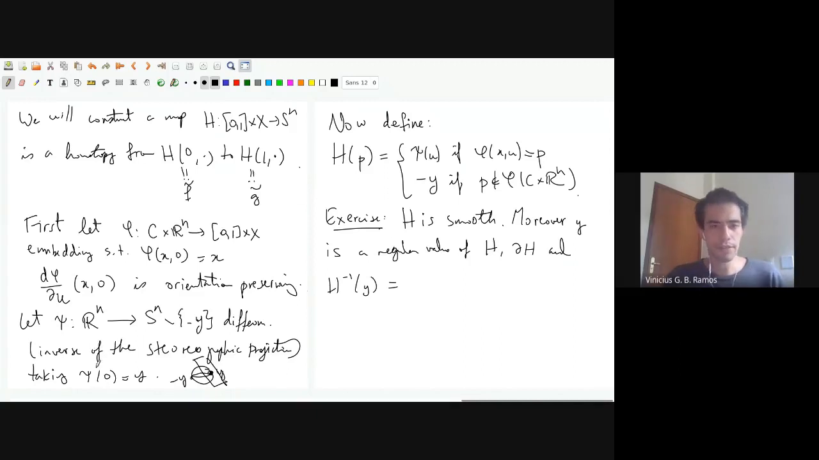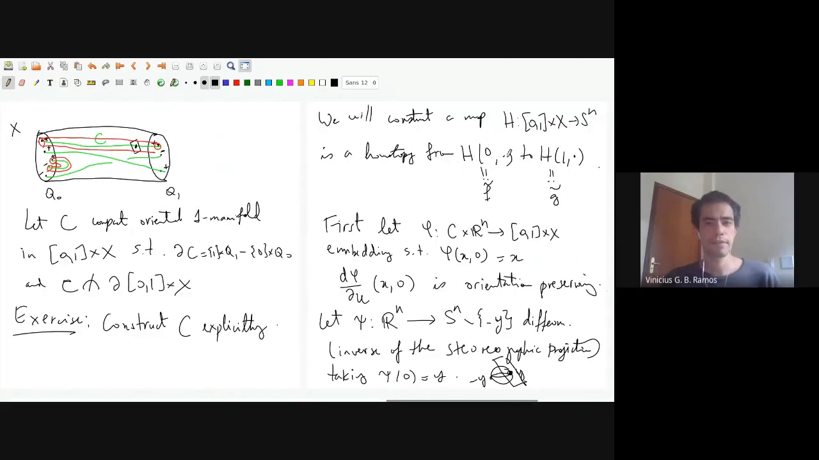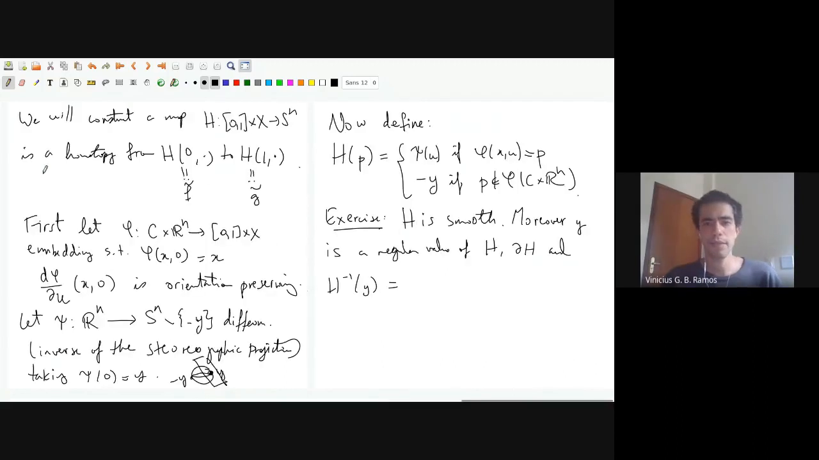So if psi of something is y, then that thing has to be 0. The u has to be 0. So P has to be phi of x0 for some x. And what's that? That's just C. Okay, so the pre-image of y is going to be C.